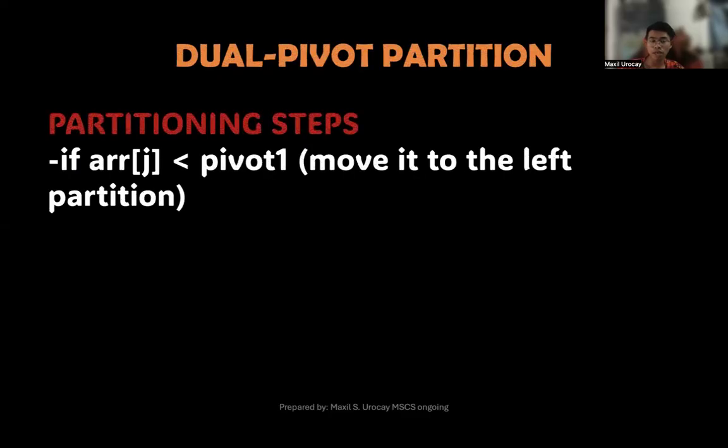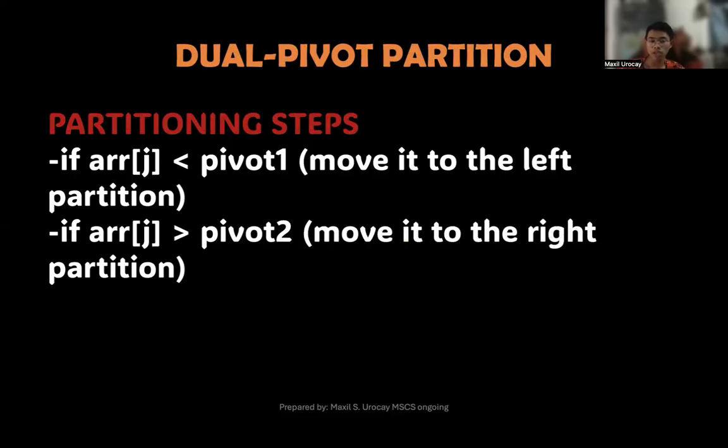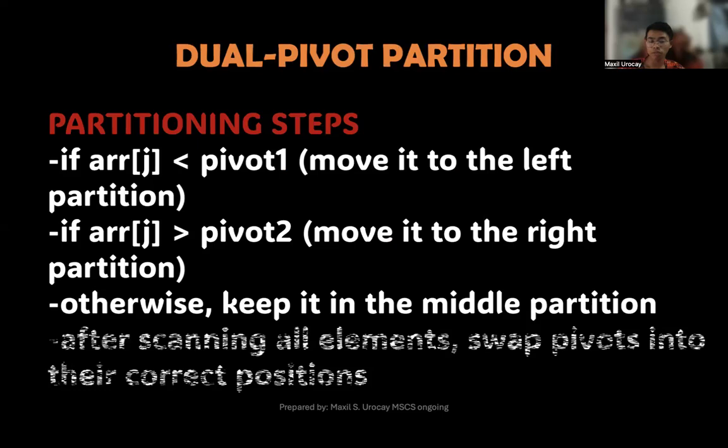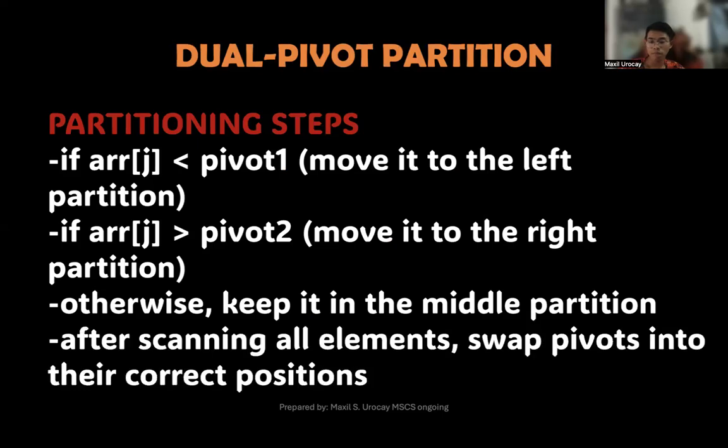Partitioning steps: if array[J] is less than pivot 1, you have to move it to the left partition. And if array[J] is greater than pivot 2, you have to move it to the right partition. That is necessary. Otherwise, keep it in the middle partition. After scanning all elements, swap the pivots into their correct positions.